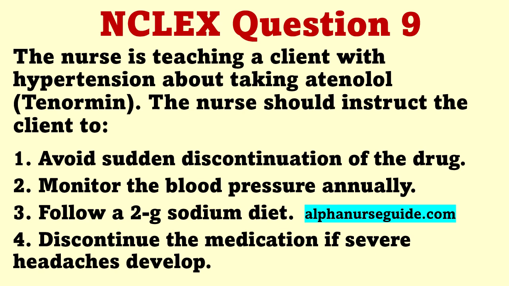The correct answer is 1. Atenolol is a beta-adrenergic antagonist indicated for management of hypertension. Sudden discontinuation of this drug is dangerous because it may exacerbate symptoms. The medication should not be discontinued without a physician's prescription. Blood pressure needs to be monitored more frequently than annually in a client who is newly diagnosed and treated for hypertension. Clients are not usually placed on a 2-gram sodium diet for hypertension.